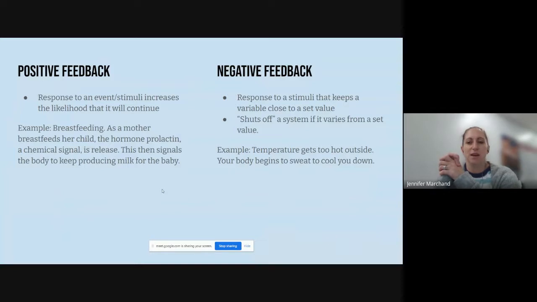So negative feedback is a response to a stimulus that keeps the variable close to a set value and then shuts off a system if it varies from a set value. So an example of this is if the temperature gets too hot outside, then your body begins to sweat to cool you down. Same thing if it's too cold outside, your body will raise the hairs on your arm to allow warm air to get closer to the skin to help warm you up.